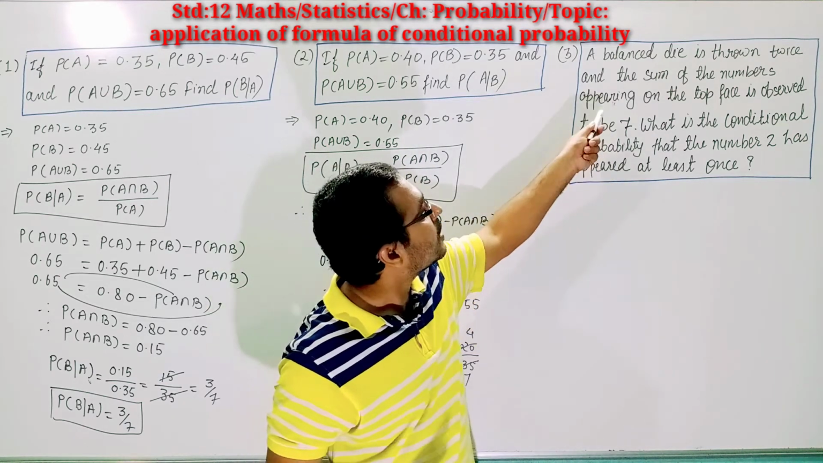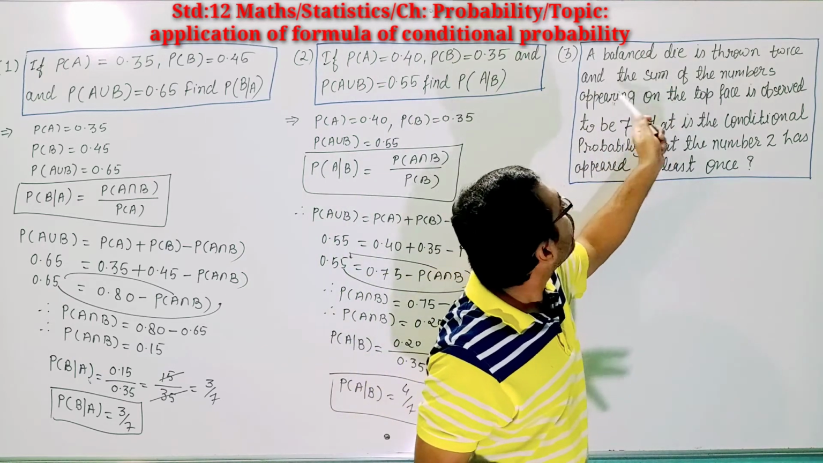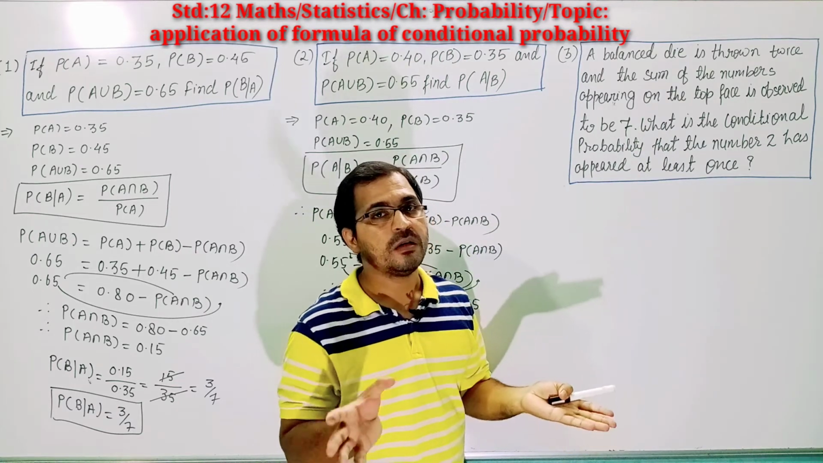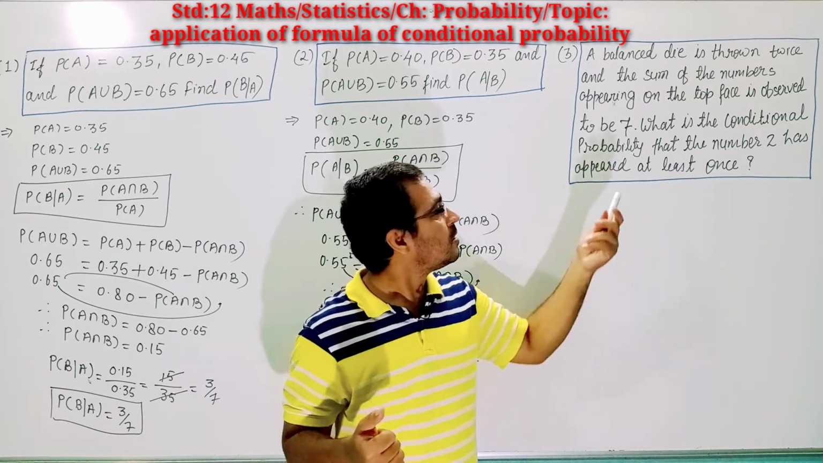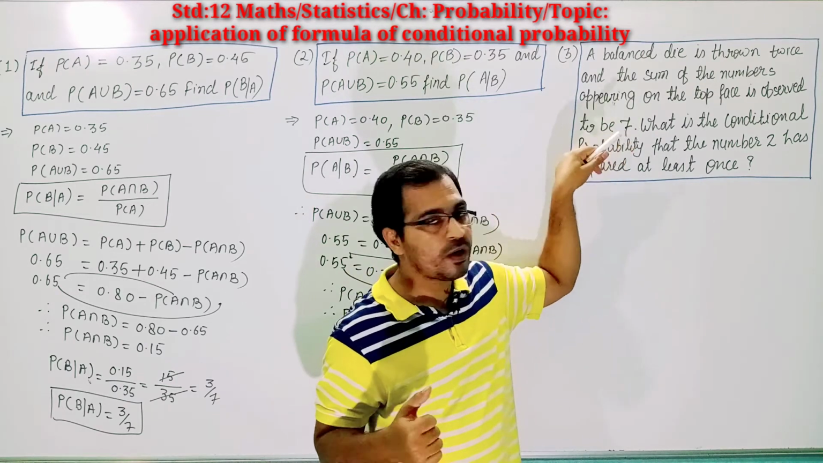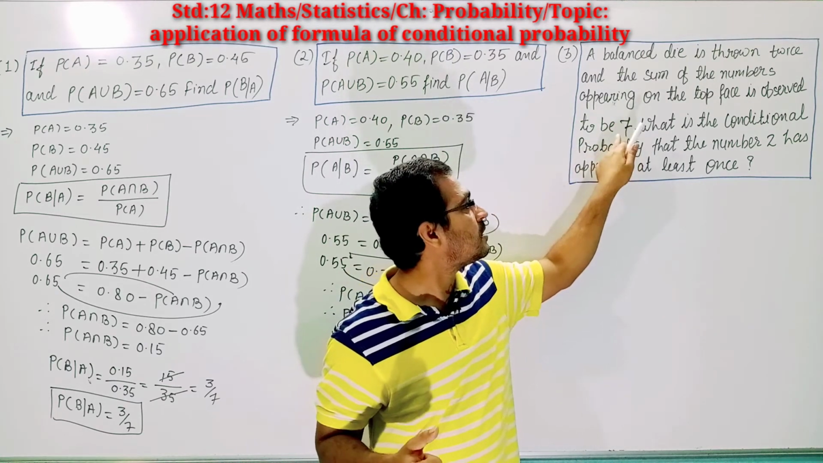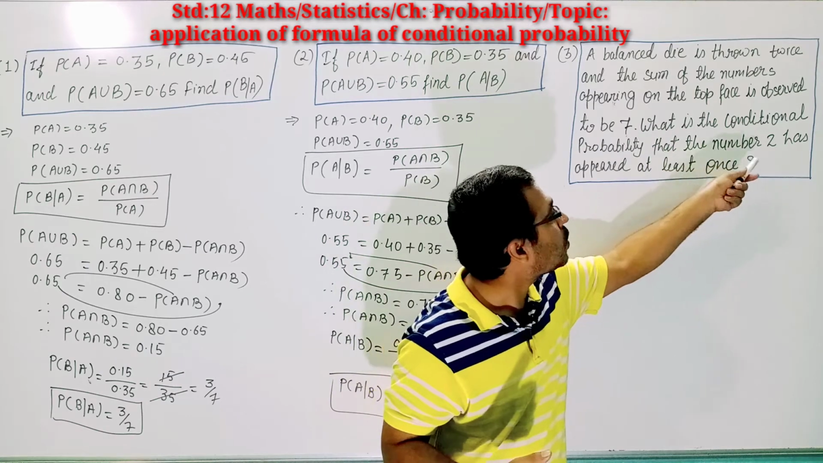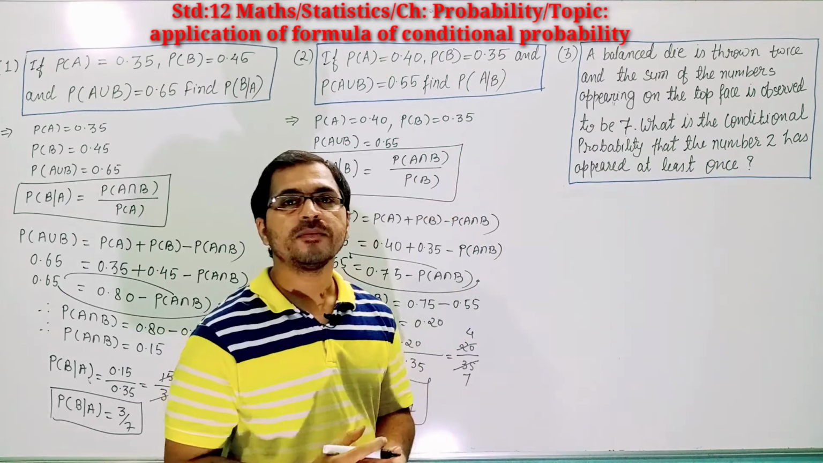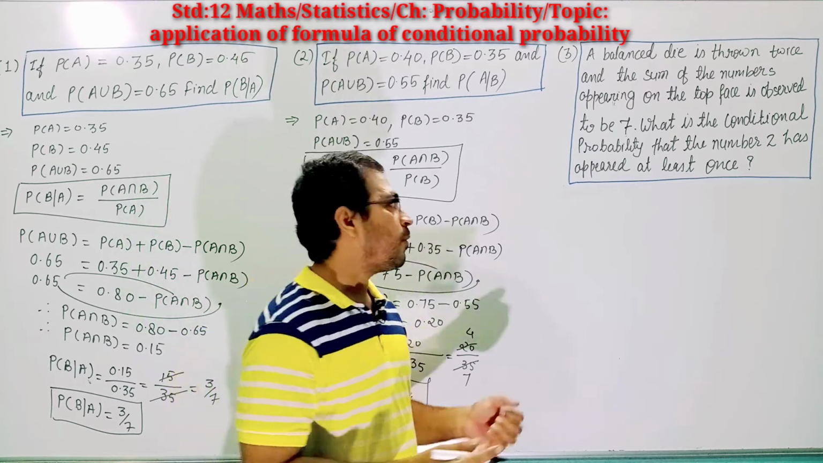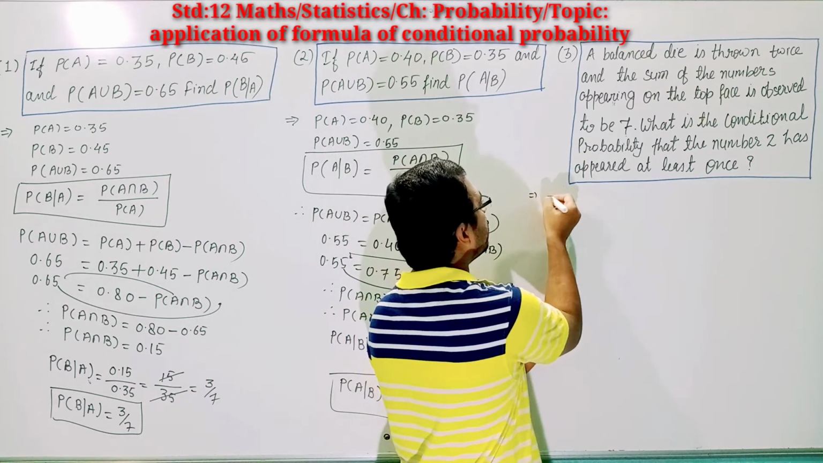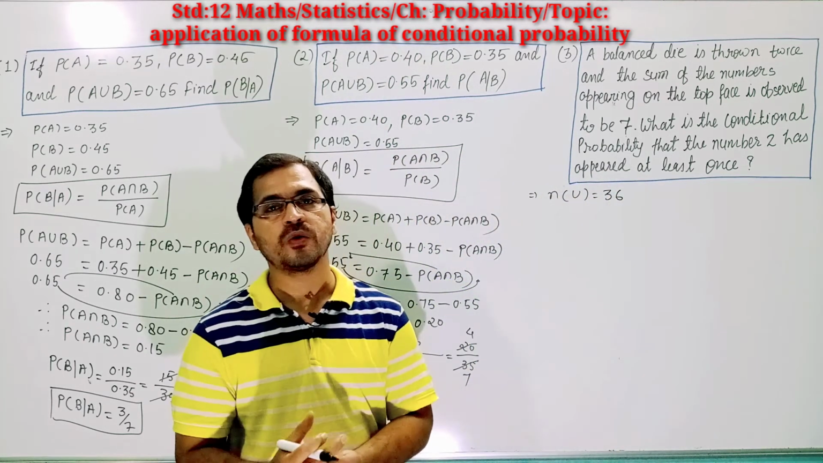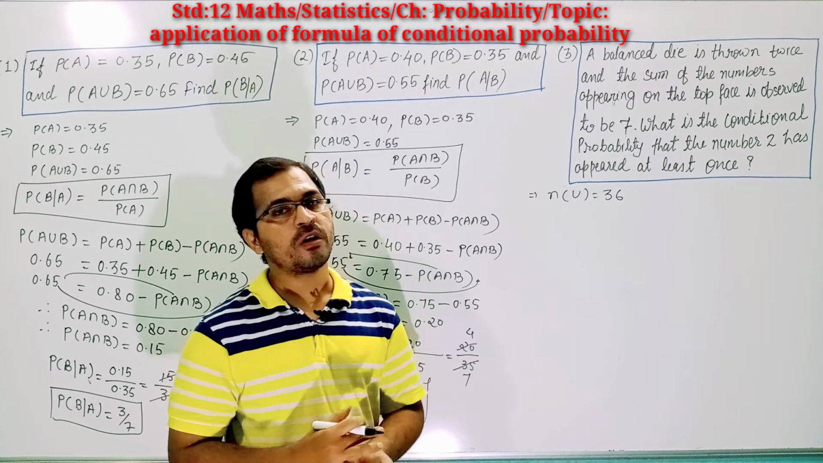In that sample space, the sum of the numbers appearing on the faces is observed to be 7. This has already happened. So what we want to find out is the conditional probability that the number 2 has appeared at least once. Friends, the number of sample points, we can write n of U, will be 36, because if 2 dice are thrown, the total number of outcomes will be 36.